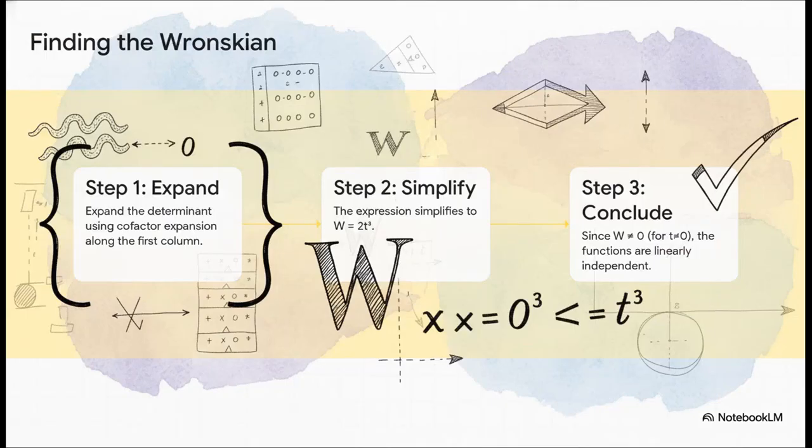So we'll use cofactor expansion along that first column since it has a 0 in it, which makes life a little easier. We get t times its little determinant minus 1 times its determinant. And when you work through the algebra, it simplifies all the way down to 2t cubed. Since this is not 0, as long as t isn't 0, we can say with 100% confidence that these functions are linearly independent. This is that one-way rule in action.